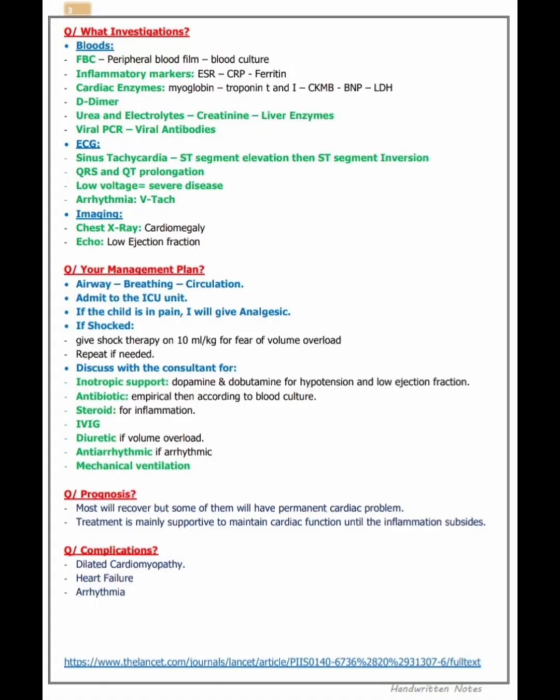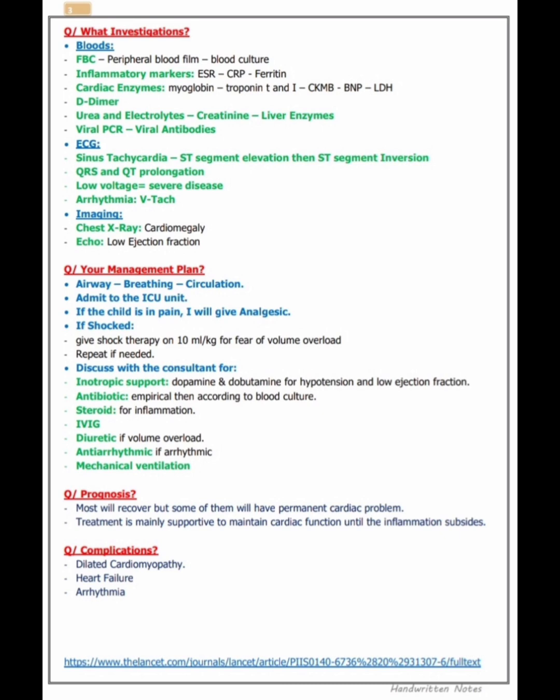What investigations do we do for this case? For blood, we do the full blood count, peripheral blood film, blood culture, inflammatory markers ESR, CRP and ferritin level, cardiac enzymes that is myoglobin, troponin T and I, CKMB, BNP and LDH, D-dimer, urea and electrolytes, creatinine, liver enzymes, viral PCR, viral antibodies. And ECG, we find sinus tachycardia, ST segment elevation, then ST segment inversion, QRS and QT prolongation, low voltage in severe disease, arrhythmia and VT. Now, imaging: chest X-ray, we find cardiomegaly, and echo, we find low ejection fraction.